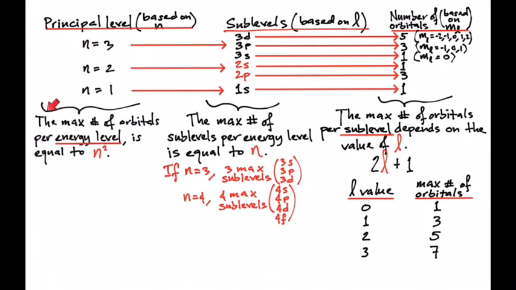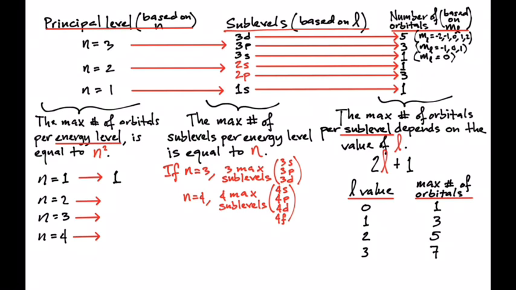What about the maximum number of orbitals per energy level? So if I ask you how many orbitals can exist maximum in the first energy level, there's a shortcut to that. All you have to do is use n squared for the maximum number of orbitals per energy level. So in energy level 1, for example, the maximum number of orbitals is 1, because 1 times 1, or 1 squared, equals 1.